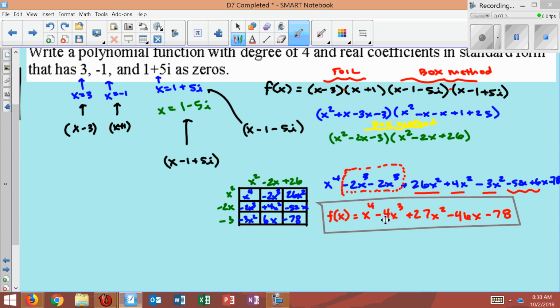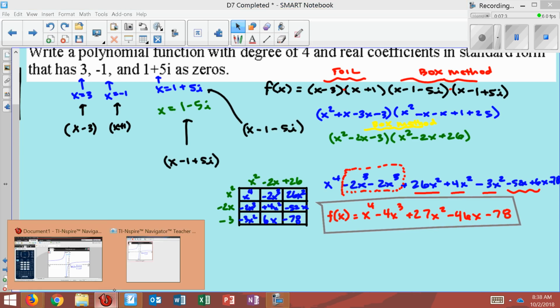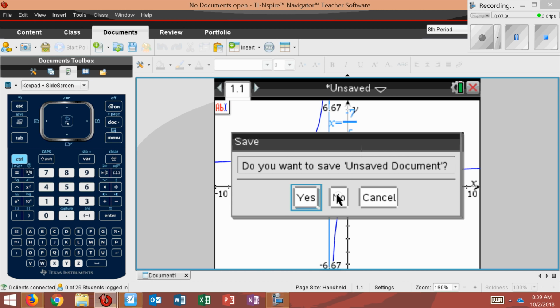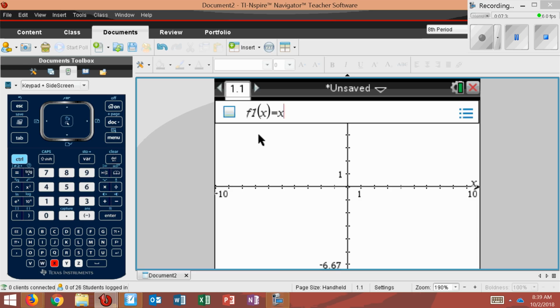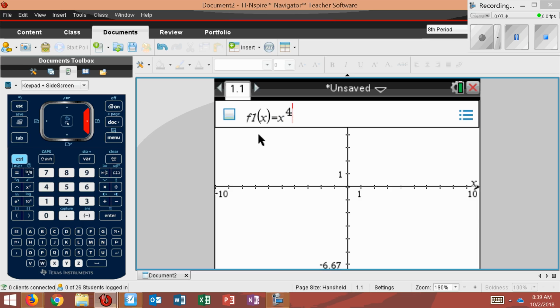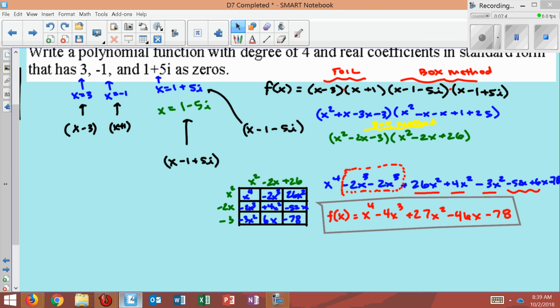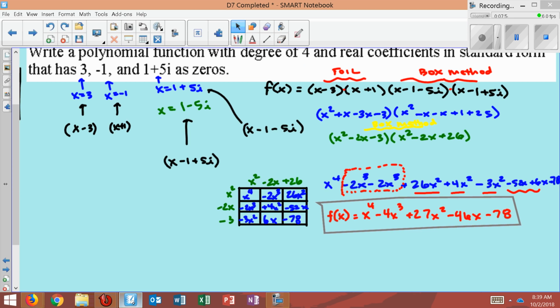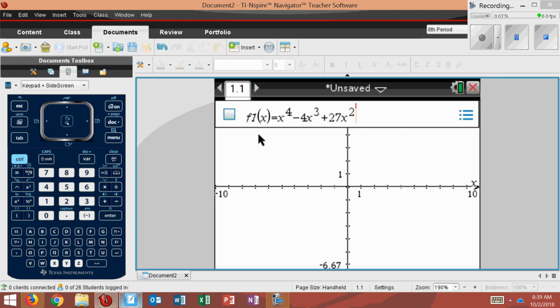You could graph this, and what you would be looking for, does it hit at 3 and negative 1 if you wanted to check it? So I'll go type this in really quickly, or as quickly as I know how. So graph x to the fourth minus 4x cubed, that part I remember, plus 27x squared. Minus 46x minus 78.